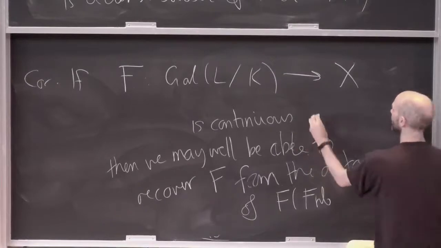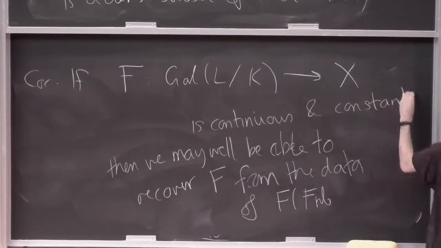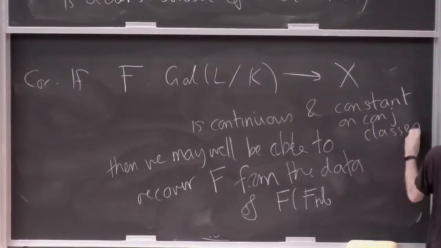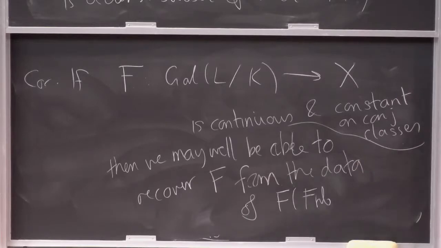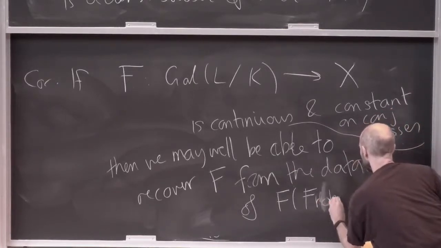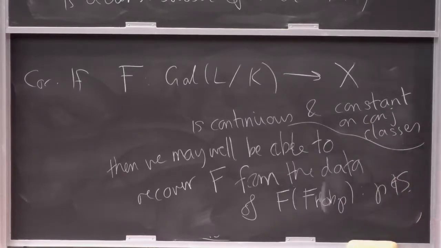Well, if f is continuous and constant on conjugacy classes, so we've got a continuous map that's constant on conjugacy classes, we may well be able to recover that map from the data of f of Frob p, right? For p not in S. That's the whole point. This is what you need to know.